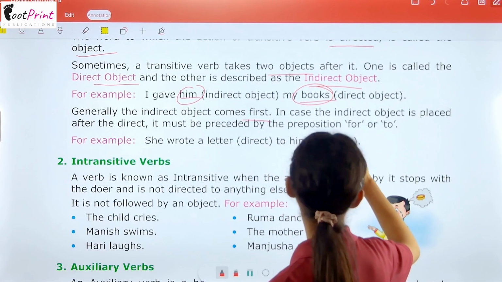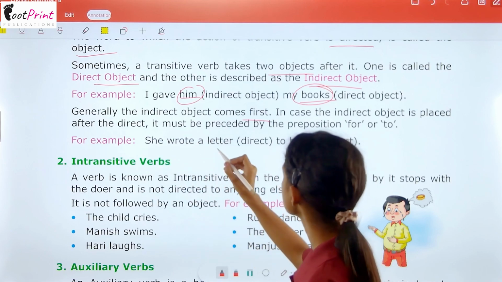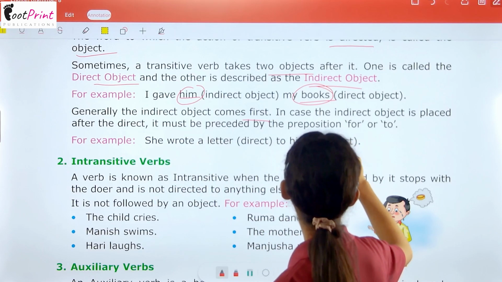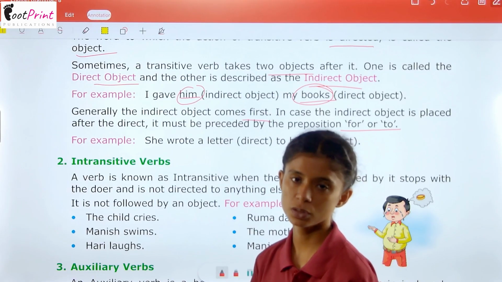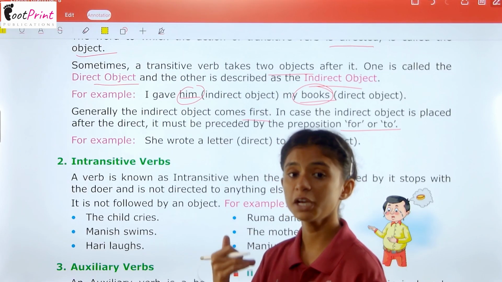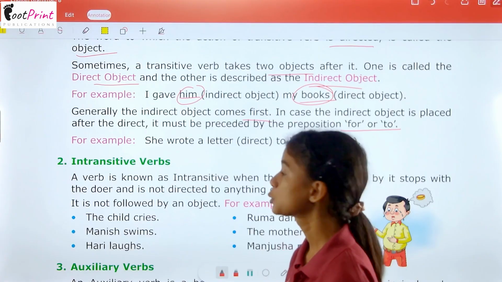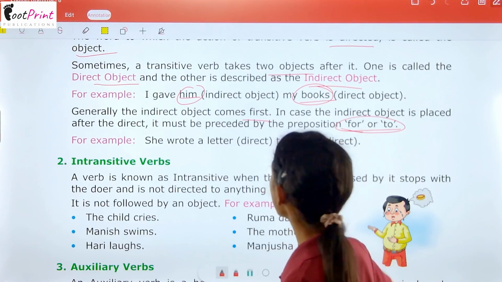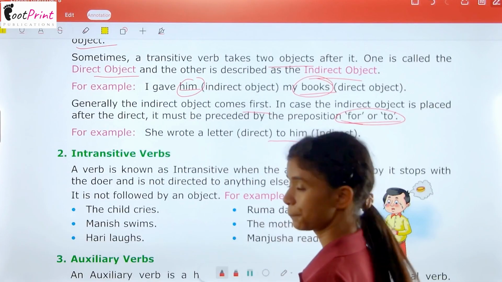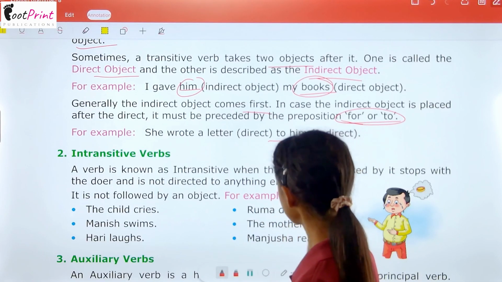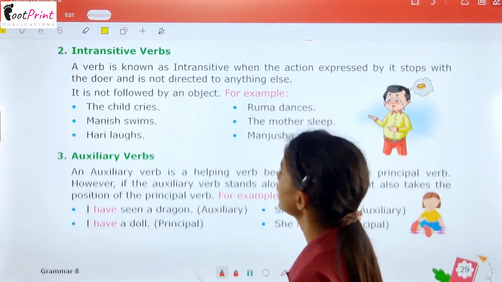In case the indirect object is placed after the direct, it must be preceded by the preposition for or to. So generally we use the indirect object first, then we use the direct object. But if we do the opposite, we use the preposition for or to. For example, she wrote a letter to him. Okay, just like this. Now, what are intransitive verbs?